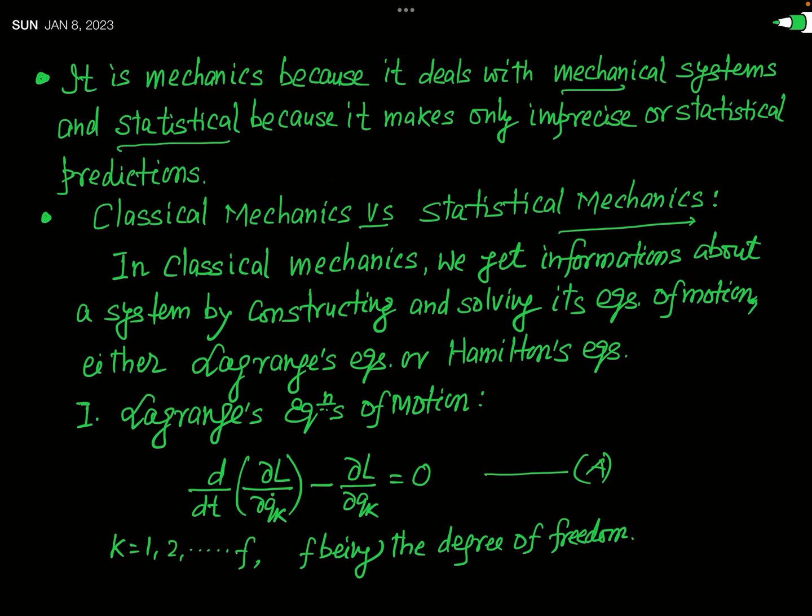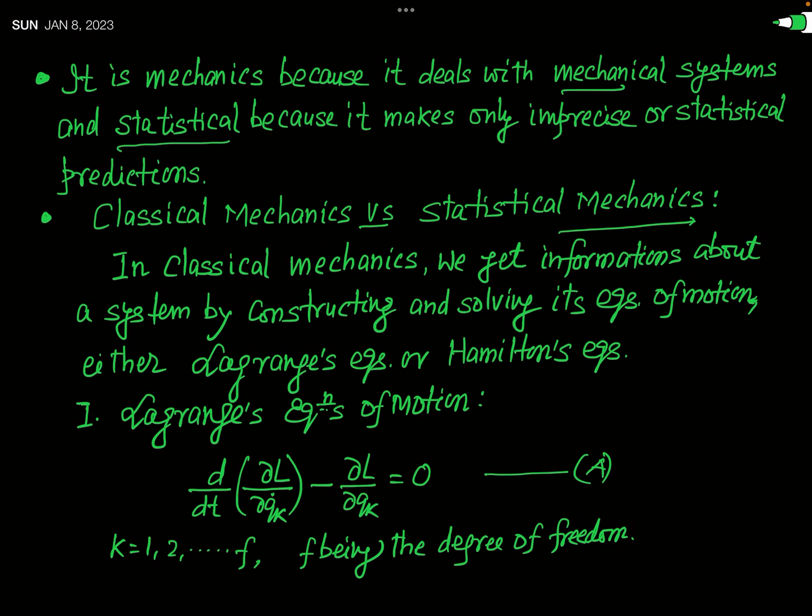So in the study of statistical physics, we always talk about imprecise or statistical prediction, never the exact calculation. We always take the statistical value, or the average or mean value, or the probable value. So in this sense, this physics is called statistical physics. Okay? I hope you have understood what statistical mechanics is.